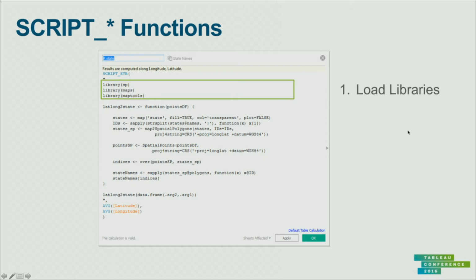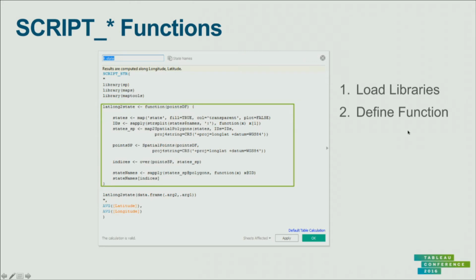But first thing we do is we load the libraries. All of these things that we're going to do, a lot of map stuff, this doesn't come native to R, but there's someone else that wrote it, so we have to load these libraries so we have access to these functions. Next, we define a function, and the function takes in the latitude and longitudes and spits back the state.